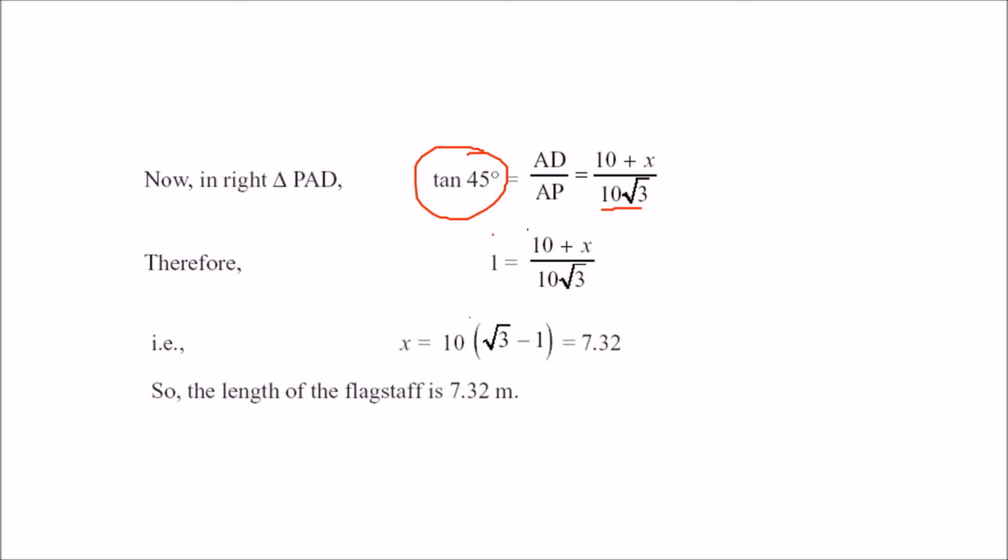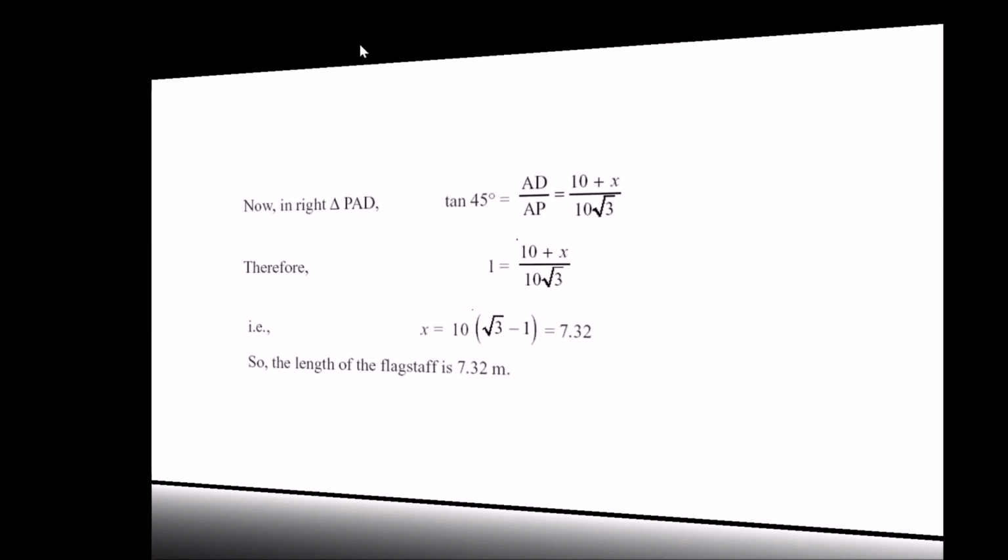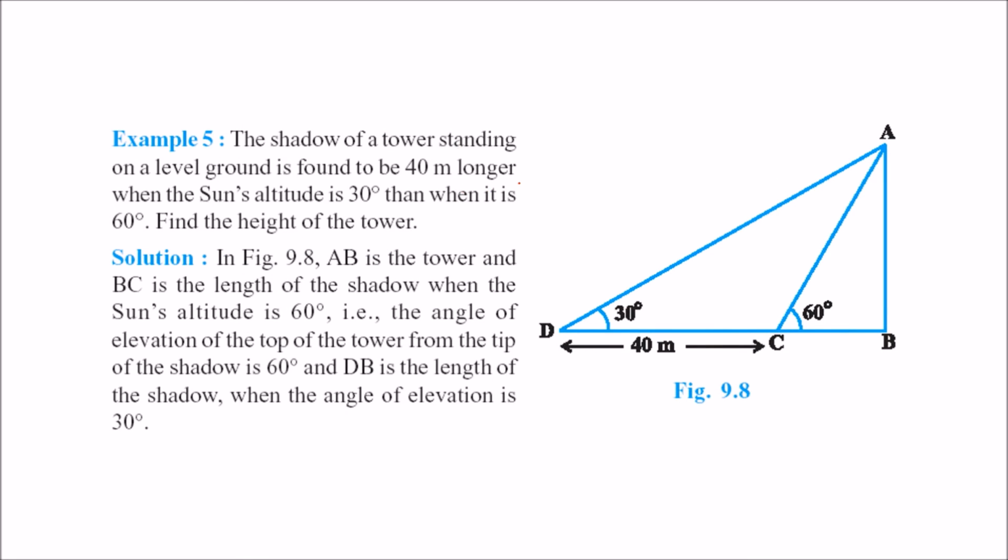So we can find out the x, which will be 7.32 if we place the value of root 3 properly. Then we have another question: if you consider this to be a sun, then we have to find out the ratio of this shadow. At this point, the shadow of this tower is at 30 degrees. If you move 40 meters, that is the difference of the distance is 40 meters, to this point, this is 60 degrees.